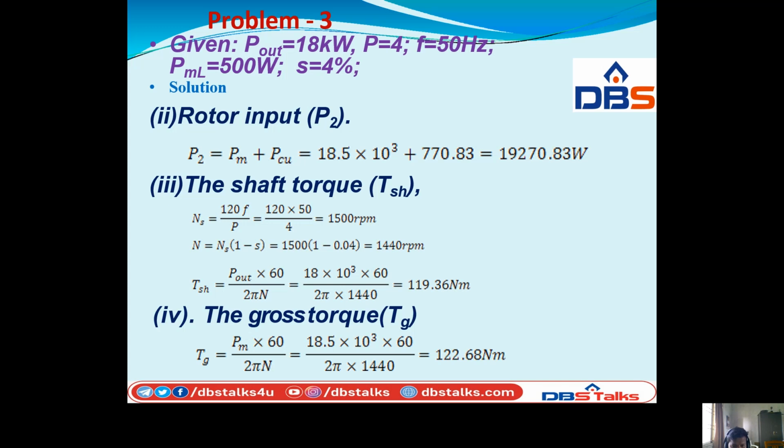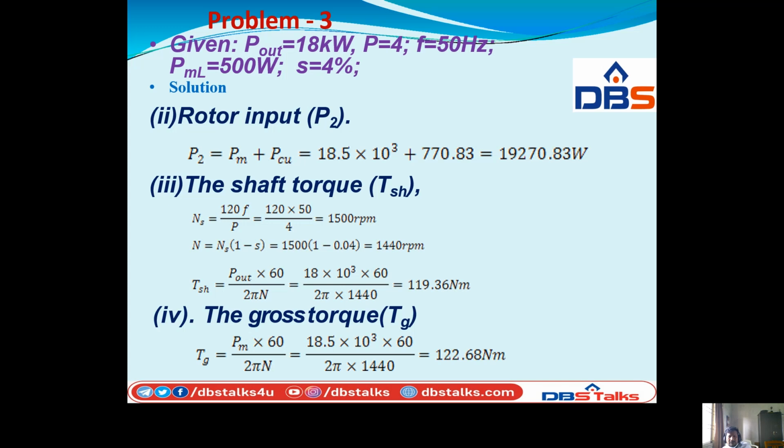Rotor input P2 is equal to PM plus PCU, that is 18.5 into 10 cube plus 770.83, that is equal to 19,270.83 watts. Shaft torque TSH is equal to output power into 60 by 2 pi n, output power 18 into 10 cube into 60 by 2 pi into 1440, that is equal to 119.36 Newton meter.